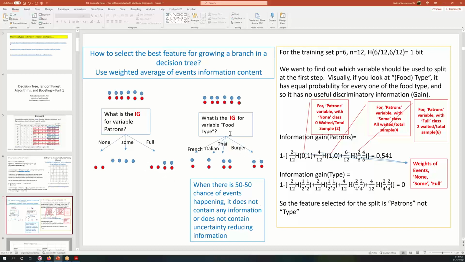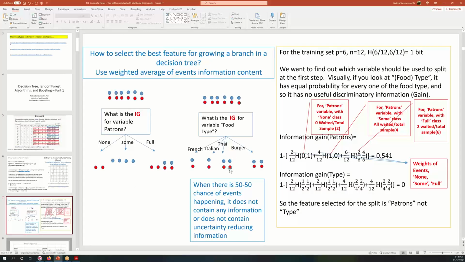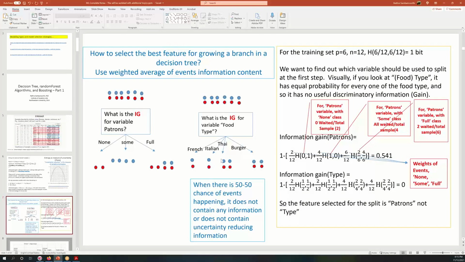Let's go to the food type. French, for example, 2 of them are there. Correct? French, 1 and 2 only. How many Thai are there? 1, 2, 3, 4 Thai. Out of the Thai 4 people, how many waited and how many did not wait? Let's go and see. 1 did not wait, 1 did wait. 2 did wait, 2 did not wait. That's what this one is.